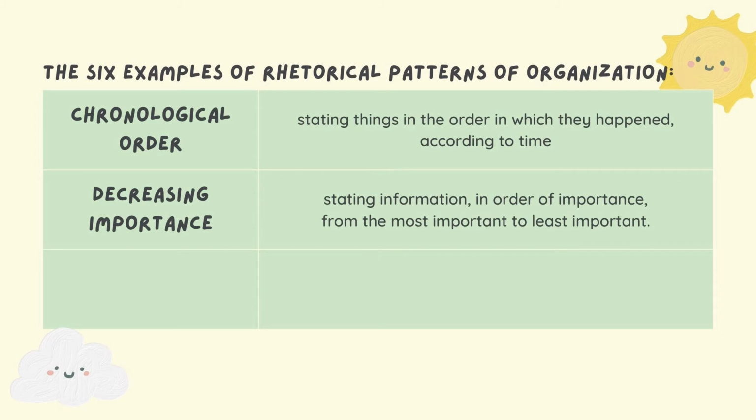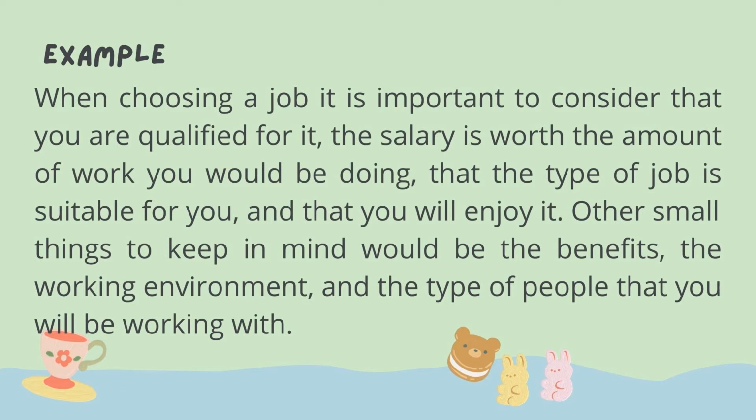Decreasing importance. Stating information in order of importance from the most important to least important. Example, when choosing a job, it is important to consider that you are qualified for it. The salary is worth the amount of work you would be doing. That the type of job is suitable for you and that you will enjoy it. Other small things to keep in mind would be the benefits, the working environment, and the type of people that you will be working with.